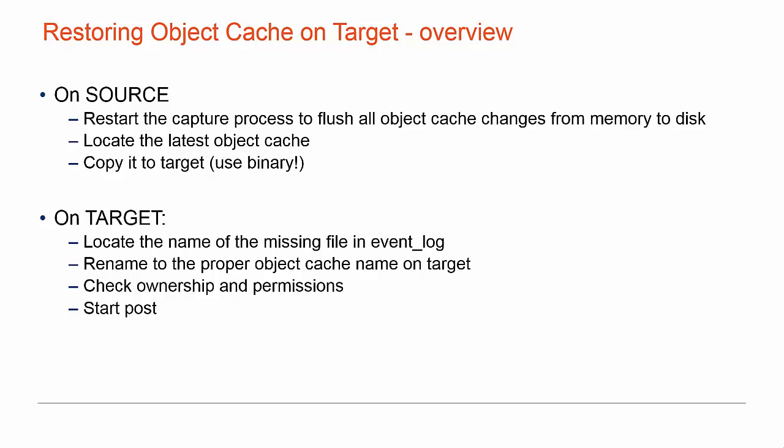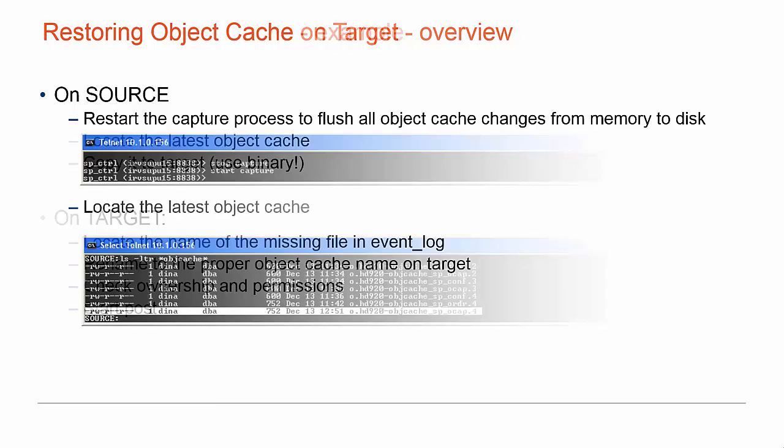Then, locate the latest object cache file for capture on source. Copy it over to target, and if you're using FTP, be sure to use the binary mode because it is a binary file. Review the target event log and locate the name of the missing file, and then rename to the proper object cache file name on target. Check permissions to make sure they match, and start post.